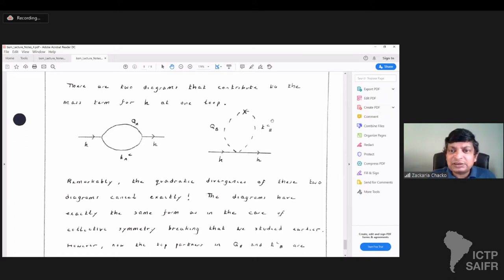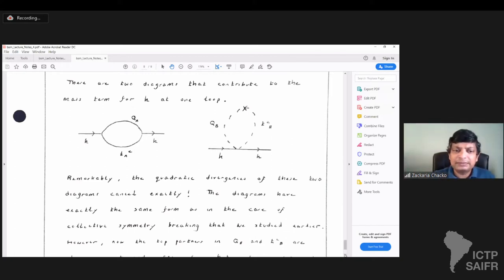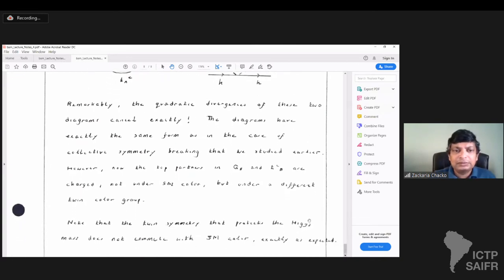The critical difference is that in the collective symmetry breaking case, these quarks were charged under Standard Model color, whereas now in the twin Higgs, they are charged under a mirror color. So in collective symmetry breaking, these quarks could easily be produced at the LHC. We haven't seen them, so that theory is very constrained. But in the twin Higgs case, they are not charged under any of the Standard Model forces, so it's very hard to produce them at the LHC, and this theory is relatively unconstrained. The top partner is charged not under Standard Model color, but under a different twin color group. And you can check that the twin symmetry that protects the Higgs mass does not commute with Standard Model color.